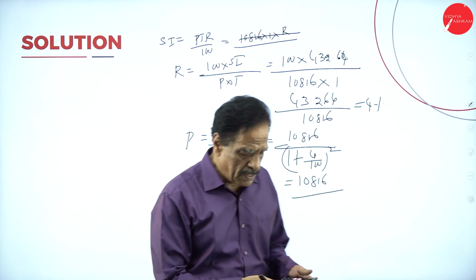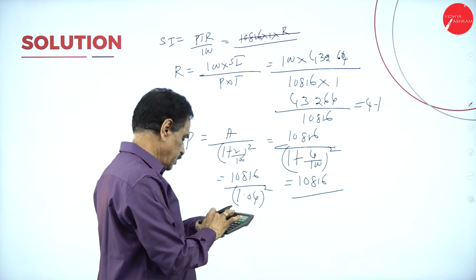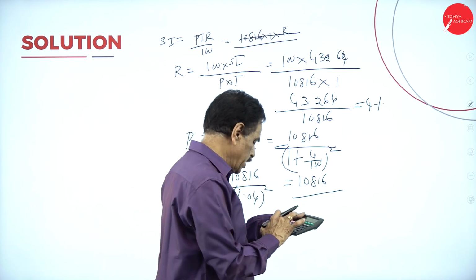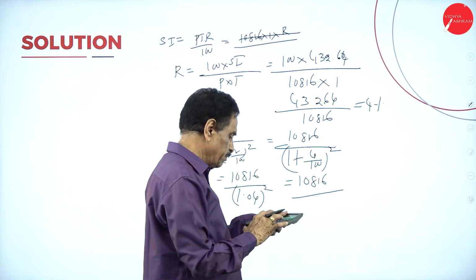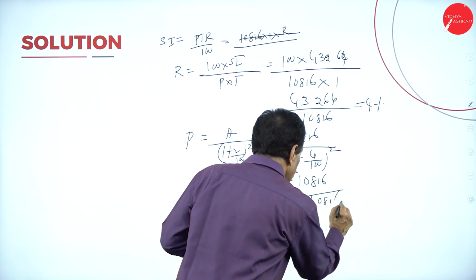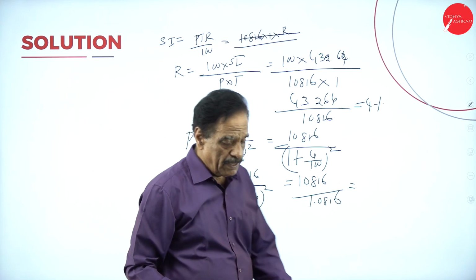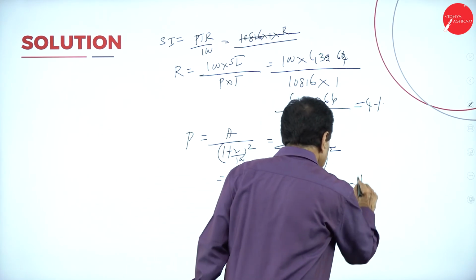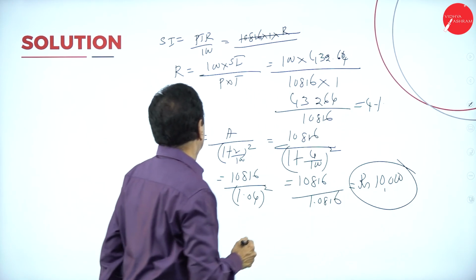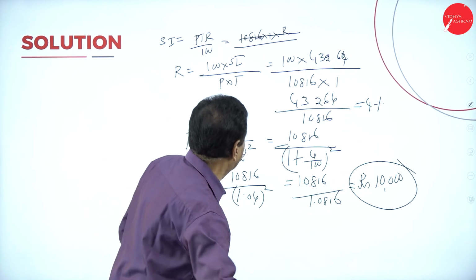1.04 into 1.04 is 1.0816. 10,816 divided by 1.0816 is 10,000.